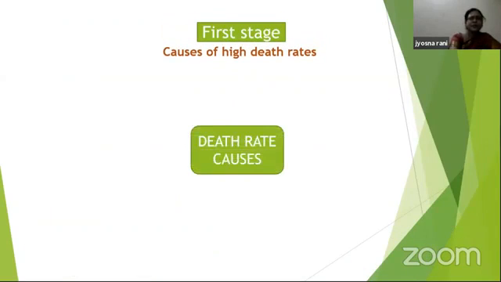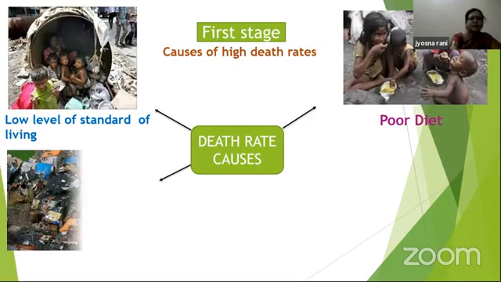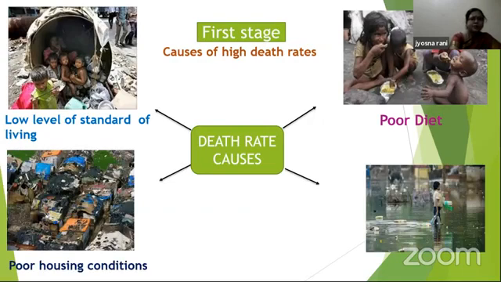Here, let us try to understand various causes for high death rates. Here, children, in the backward economies where agriculture is the main occupation, our India is an agrarian society where nearly 70% of the population depends on agriculture for their survival. Here, in agriculture, the per capita incomes are low, which results in a low standard of living.